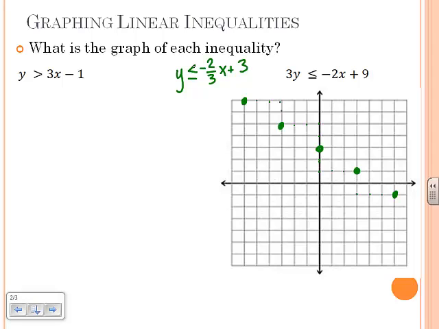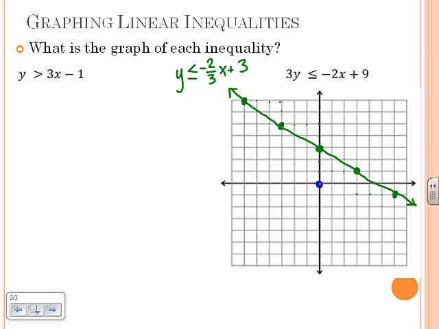This time, because this graph is less than or equal to, I'm going to draw a solid line through my dots. It's similar to what we did back in chapter 1, where an equal to gave a solid dot and a not equal to gave an open dot. For open dots, we use a dashed line, and for solid dots, we use a solid line. Once again, to decide where we need to shade, let's pick a point.